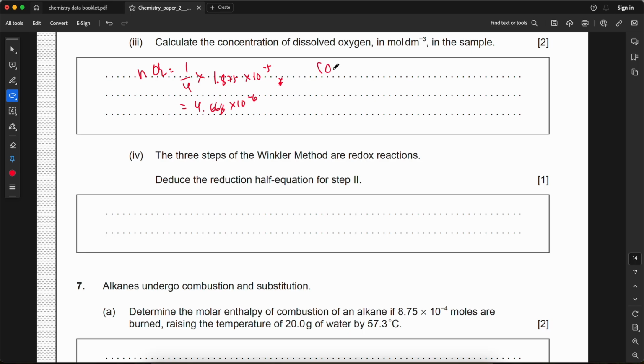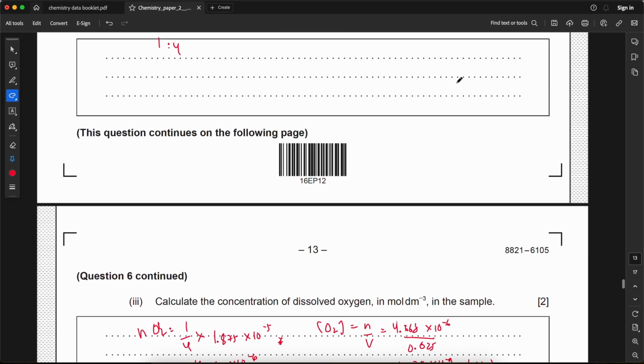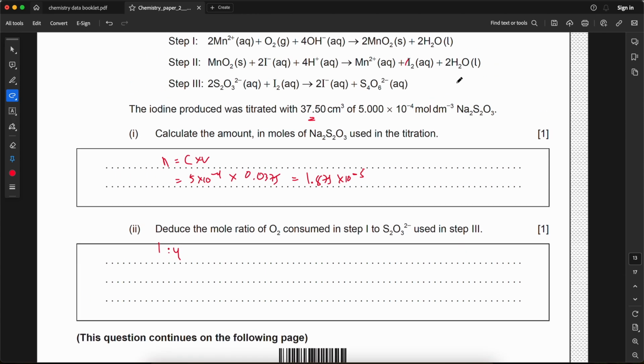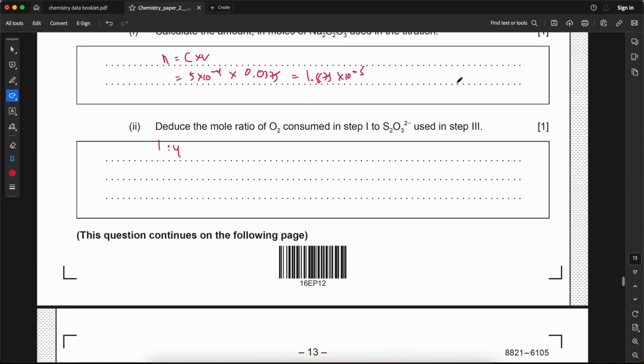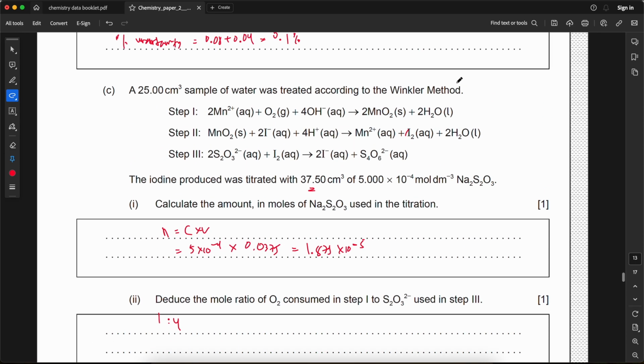And you can find out now the concentration of oxygen, which is n/V: 4.668 times 10 to the power negative 6 divided by 0.025, which is 1.875 times 10 to the power negative 4 mole per decimeter cube. So 0.025 is known here. Okay.